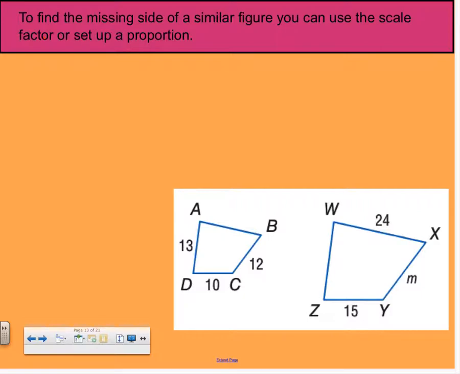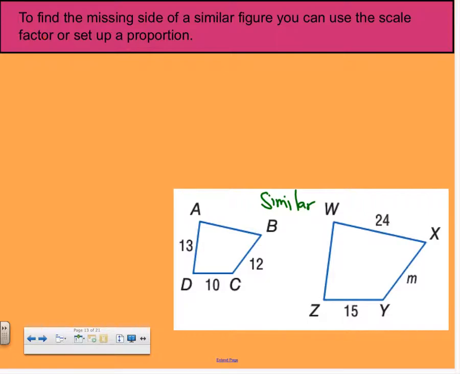All right, so read this with me after 2.1, 2. To find the missing side of a similar figure, you can use the scale factor or set up a proportion. So there's two ways, and I'm going to show you both ways to do this. Notice there's some key things. Number one, they already told us that these figures are similar. What that means is all the sides have gotten bigger using the same scale factor or gotten smaller the same way. It is proportional.